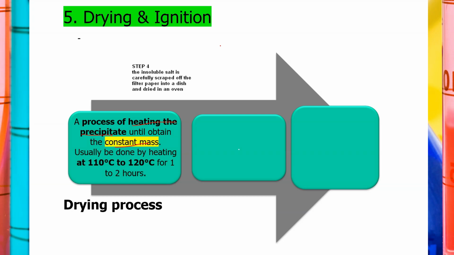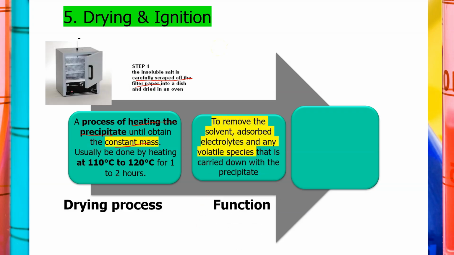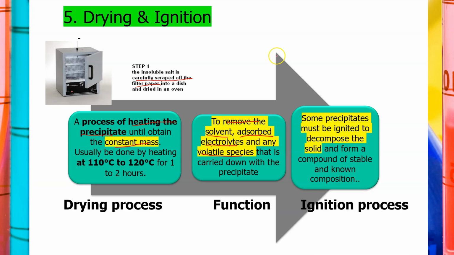Before this process is done, the insoluble salt is carefully scraped off the filter paper into a dish and dried in an oven. This process is needed to remove solvent, adsorbed electrolytes, and any volatile species that are carried out with the precipitate. After the drying process, some precipitate must be ignited to decompose the solid and form a compound of stable and definite composition. This process is needed until the weighing form of the product is obtained.